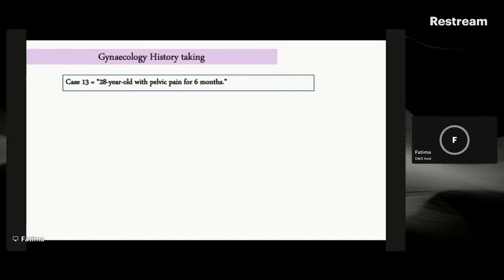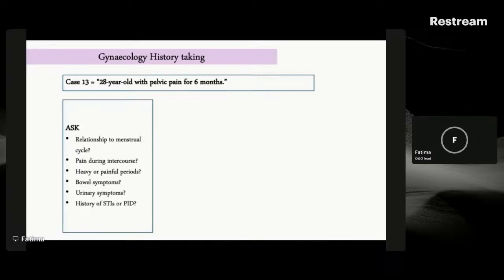Case 13, 28-year-old with pelvic pain for 6 months. What questions would you be asking here? Pelvic pain for 6 months has a broad differential. I'd ask whether the pain varies within the menstrual cycle, because cyclical pain suggests endometriosis or adenomyosis. I'd also ask about dyspareunia and heavy or painful periods, which also point towards endometriosis.